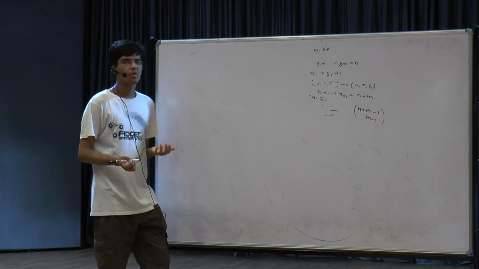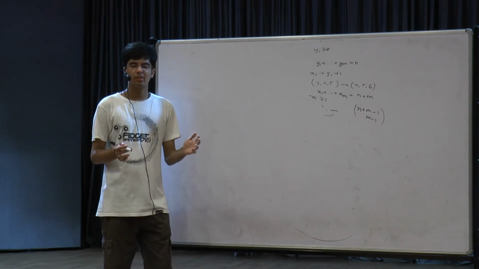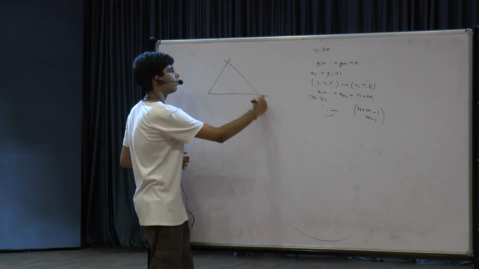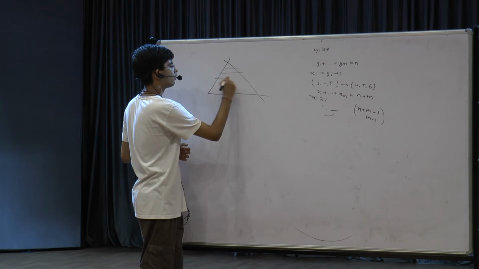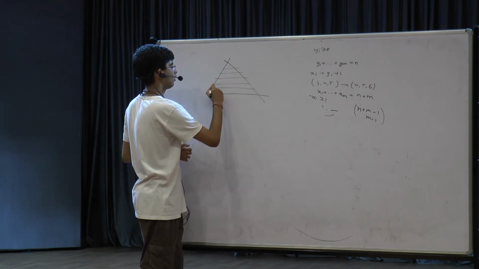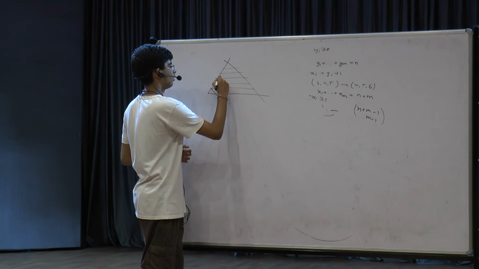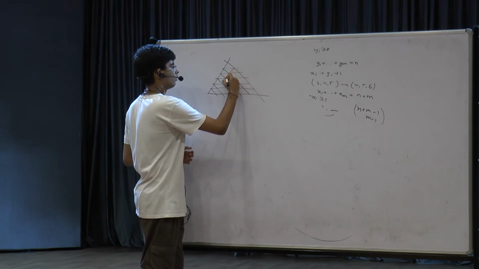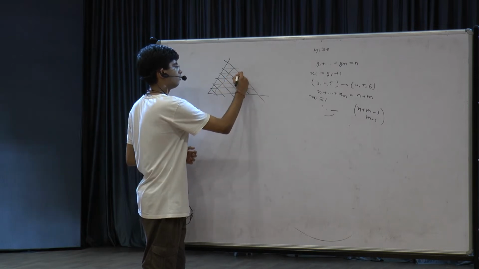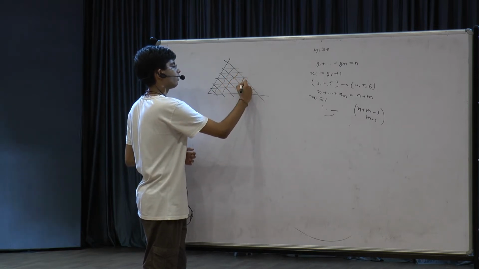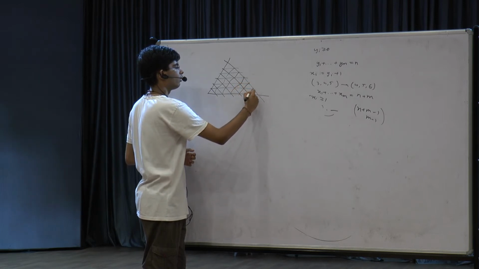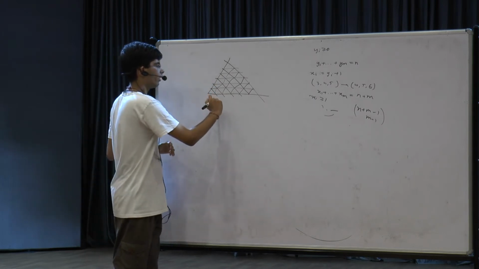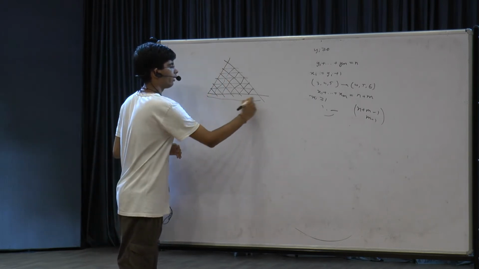So let's try a counting problem, which is something we casually do when we see this kind of structure. So let's look at this. Not a good diagram. Okay, so let's look at this triangular grid. So you'll have, say, inside a triangular grid.